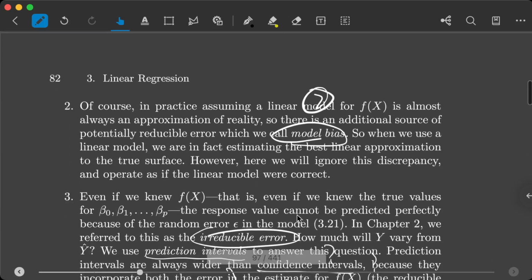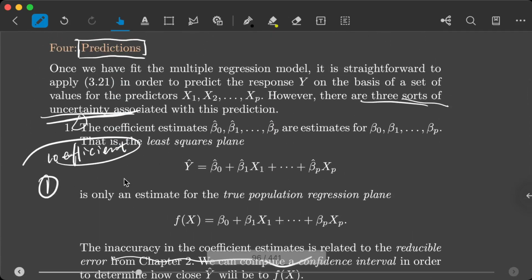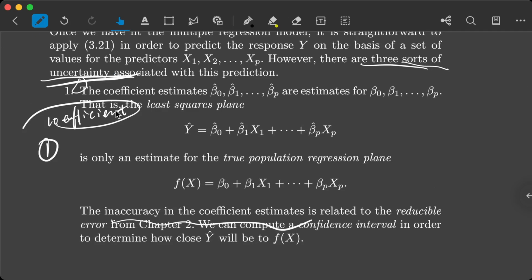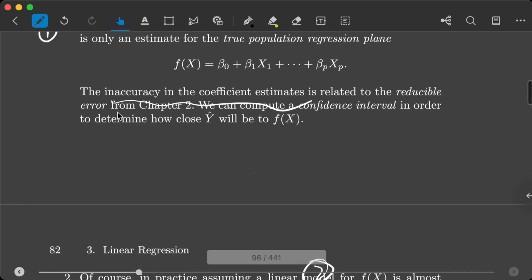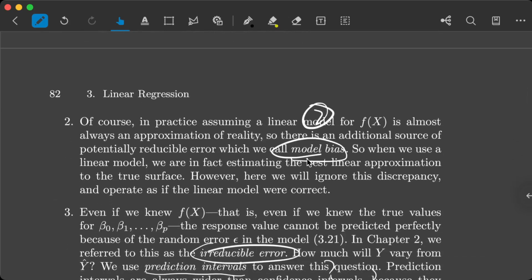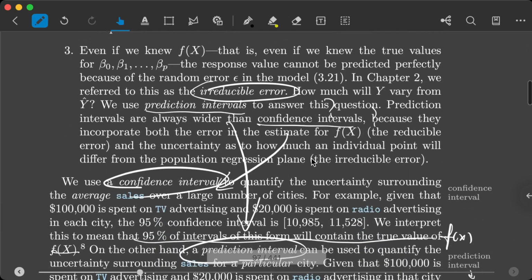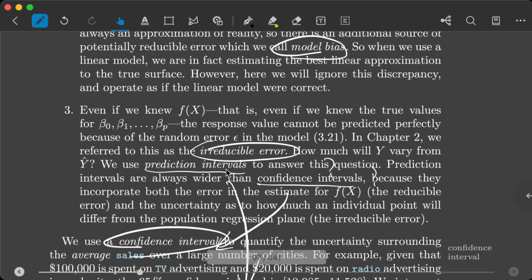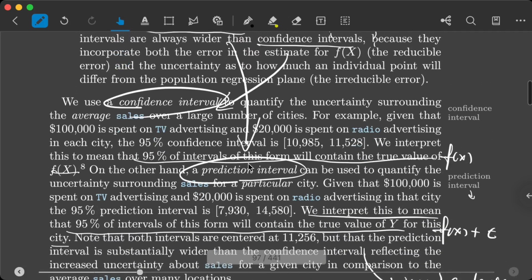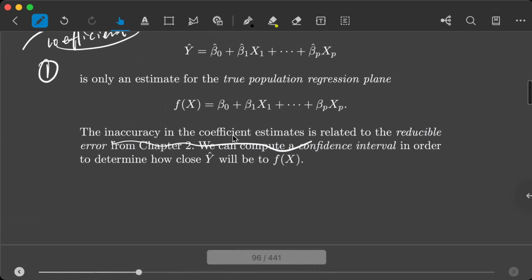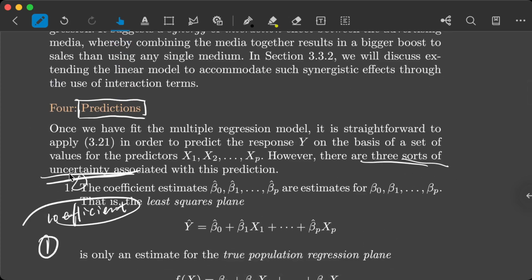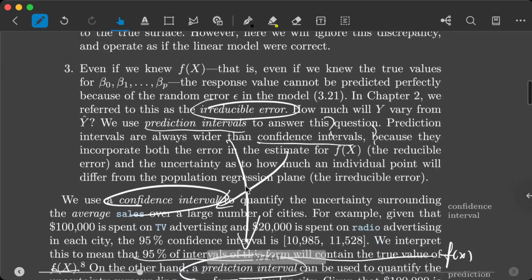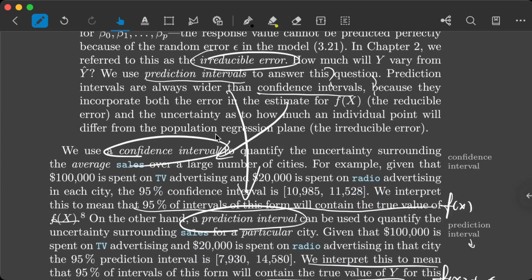So generally there are three parts. The first part is coefficient error, and we can reduce it by optimizing the training process. The second part is model bias, and we can reduce it by selecting the most appropriate model for this problem and this data set. And the third one is irreducible. After these three concepts, we can understand the uncertainty of the prediction more systematically.